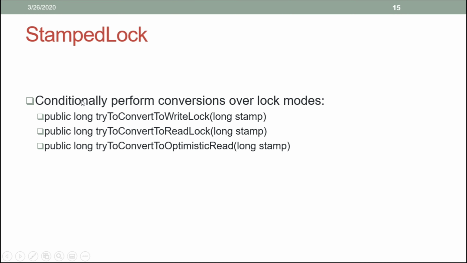The StampedLock has provision to perform conversion over lock modes. The first method in this category is tryConvertToWriteLock, which accepts a stamp as its argument. The stamp can be of read mode, write mode, or optimistic read mode. The lock in that stamp will be converted to the write lock. If the stamp represents a write lock, then don't worry, it will remain the write lock. If the stamp represents a read lock or optimistic read lock, then that stamp will be converted into the write lock. Similarly, we have tryConvertToReadLock and tryConvertToOptimisticRead methods.